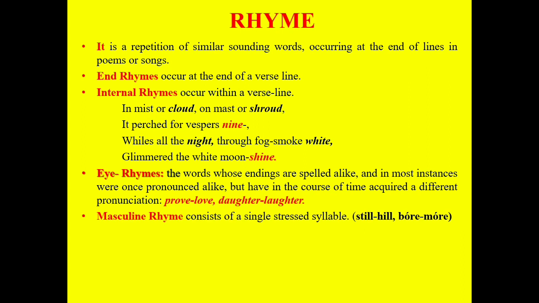Another type you can see is masculine rhyme, which we already discussed, which consists of a single stressed syllable. For example, still, kill, move, more, like that. And feminine rhyme consists of a stressed syllable followed by an unstressed syllable. So masculine is based on a stressed syllable and feminine is based on an unstressed syllable.